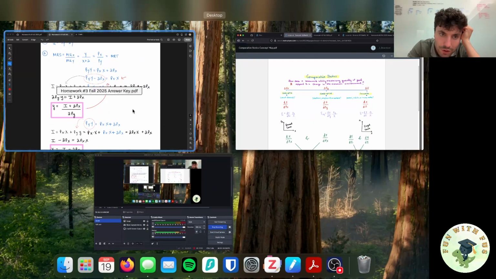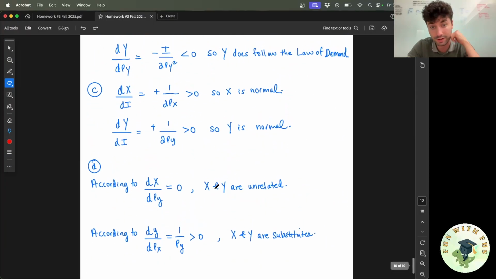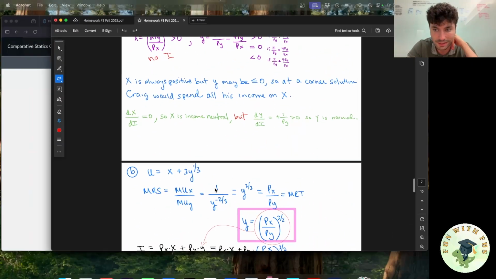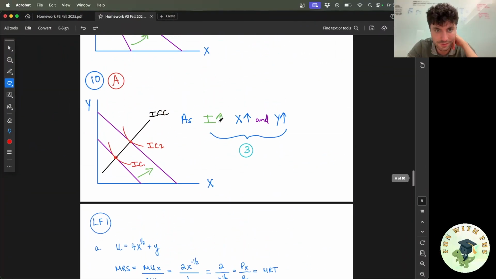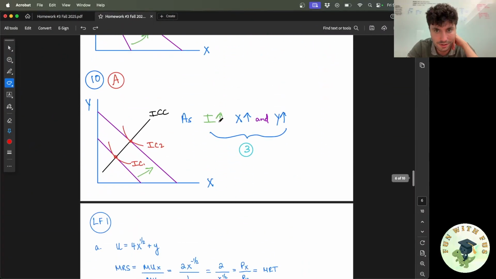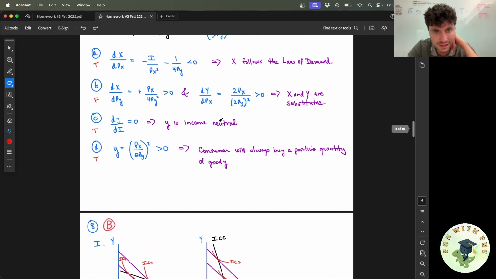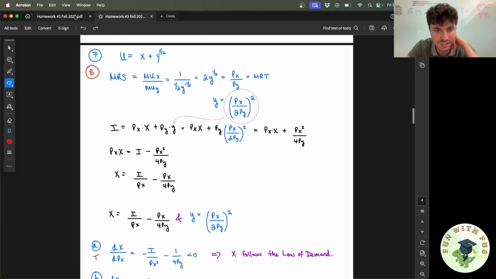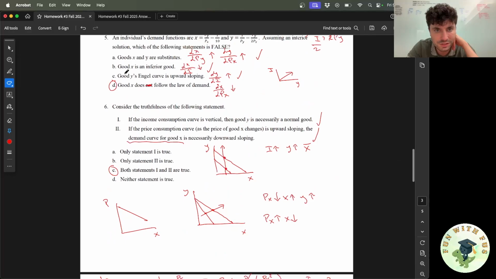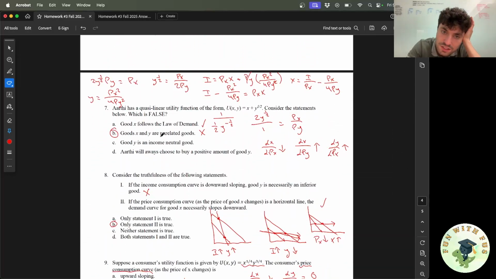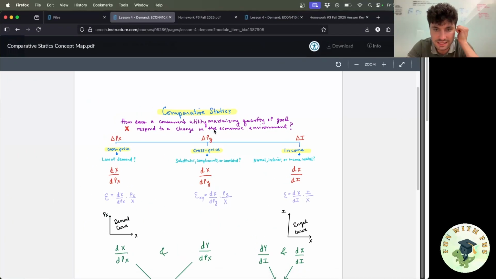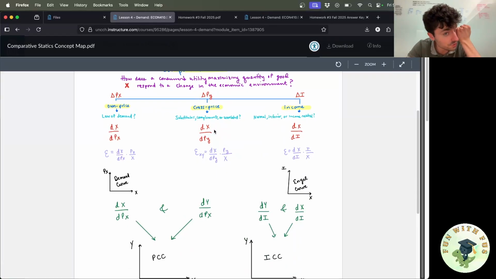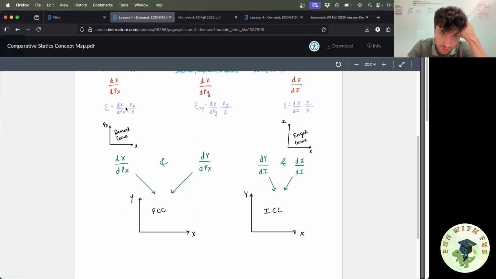If you were ever wondering on these types, the derivatives, then I think this handout helps. Where else do we have derivatives? We had derivatives on PCCs and ICCs, putting that together. We also had derivatives for this question. Number 7 was asking us to blatantly categorize the goods. This help sheet's kind of just awesome. I think it has elasticity formulas too.